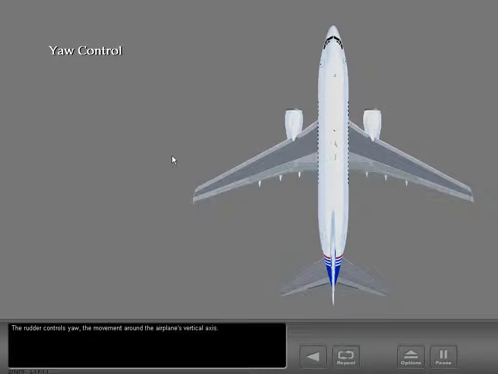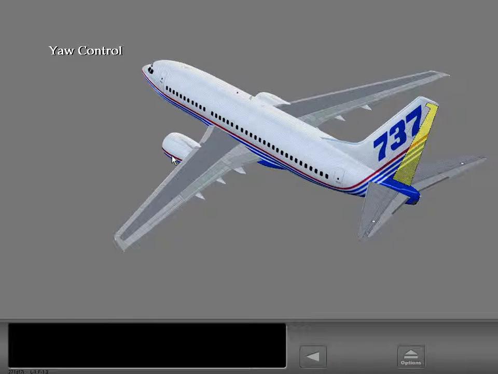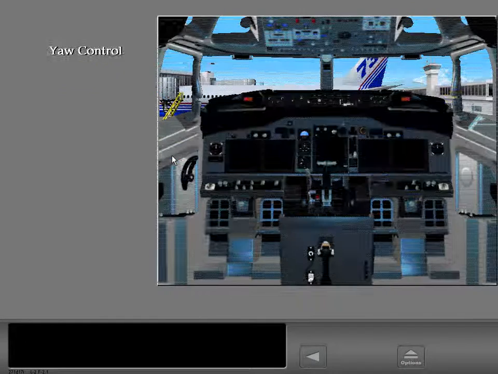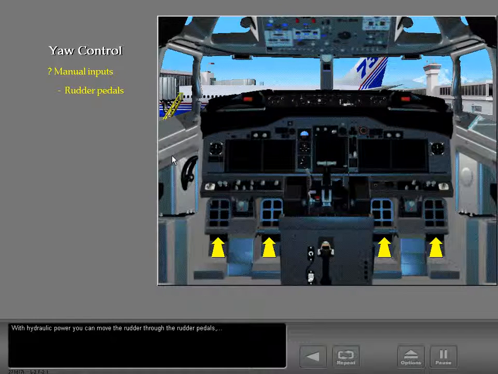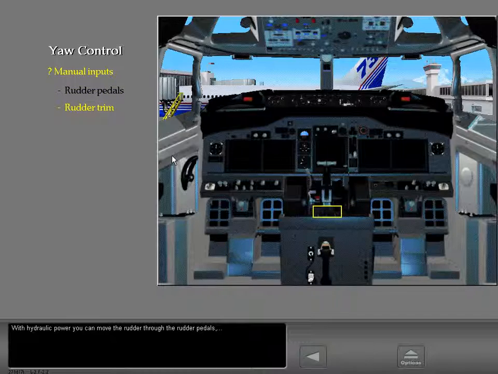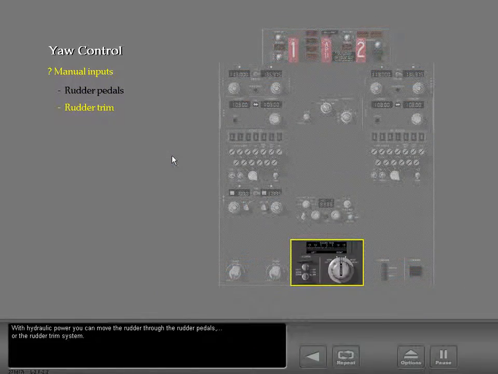The rudder controls yaw, the movement around the airplane's vertical axis. The one-piece rudder is attached to the vertical stabilizer. With hydraulic power, you can move the rudder through the rudder pedals or the rudder trim system.